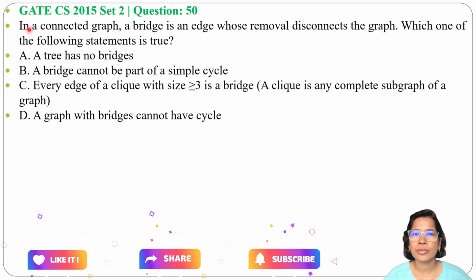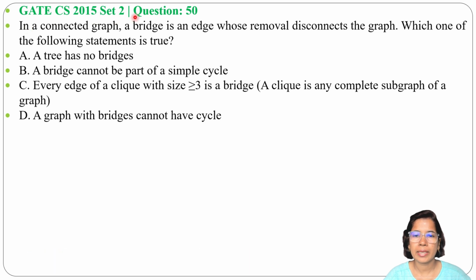Let's solve one previous question of graph theory. This question was asked in GATE CS 2015 set 2 question number 50. In a connected graph, a bridge is an edge whose removal disconnects the graph. Which one of the following statements is true? And 4 options are given. Let me go one by one through the options.